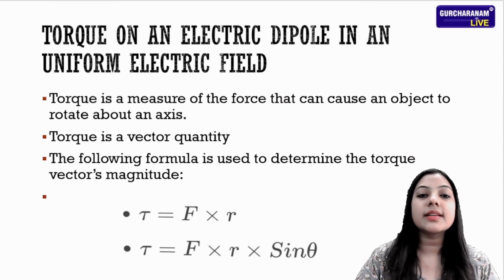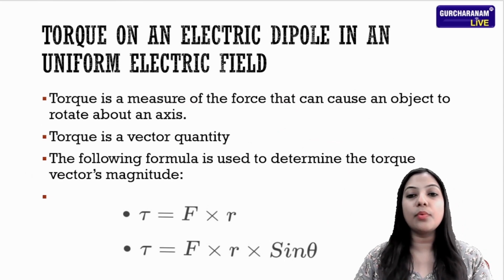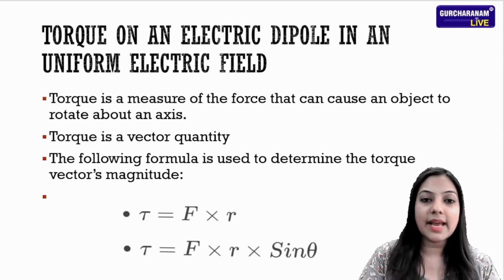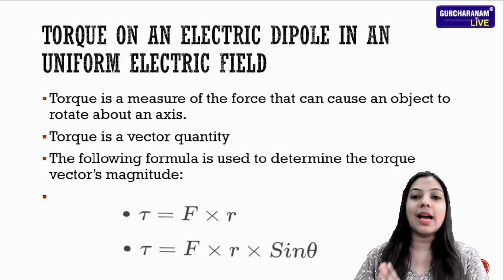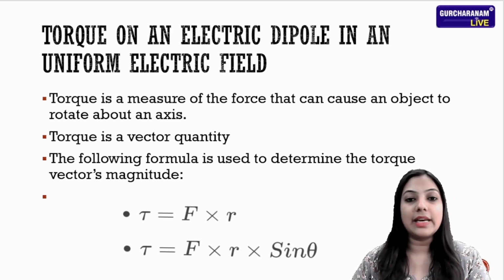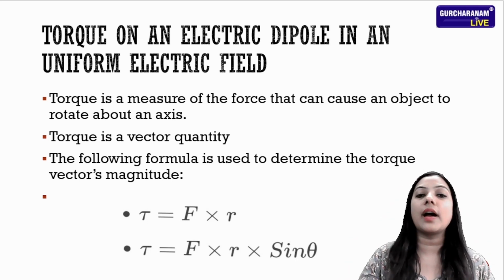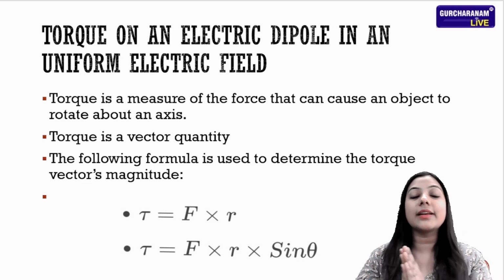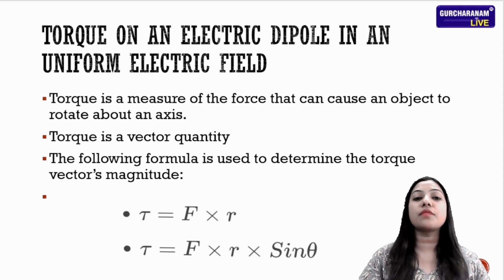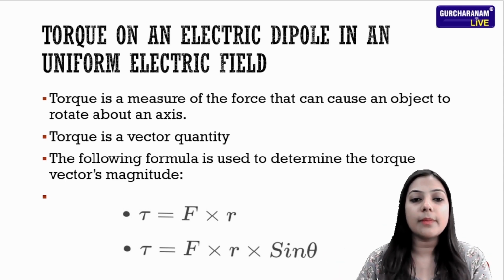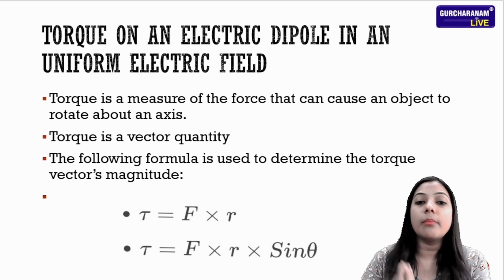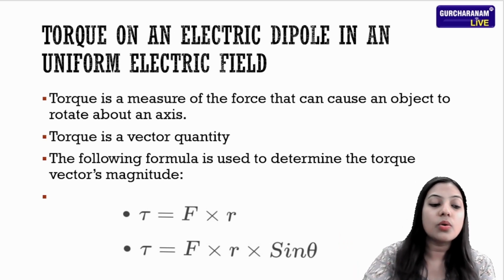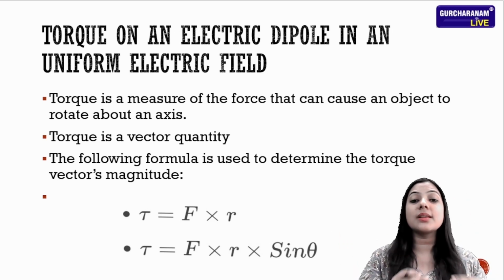Okay, so our next topic is torque on an electric dipole in a uniform electric field. So first of all, if you want to find the torque on an electric dipole in a uniform electric field, we have to know what torque is. Torque is a measure of the force that can cause an object to rotate about an axis.